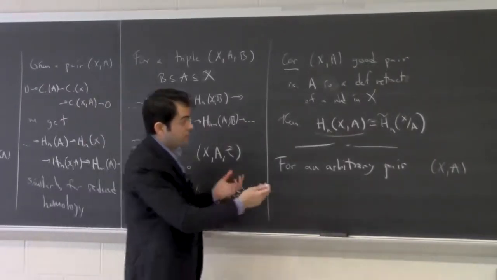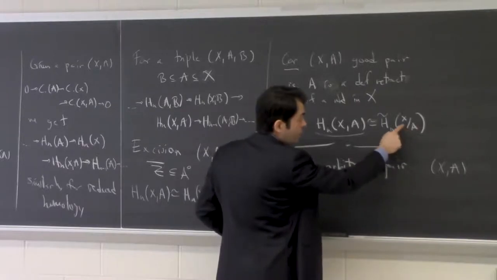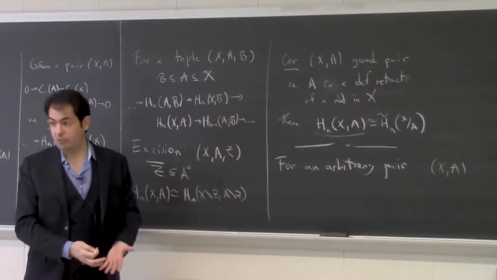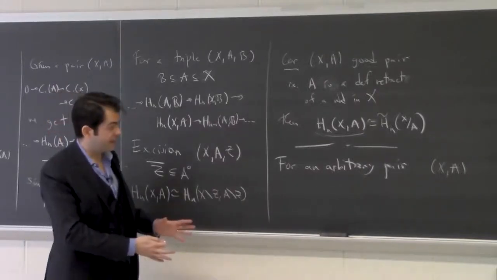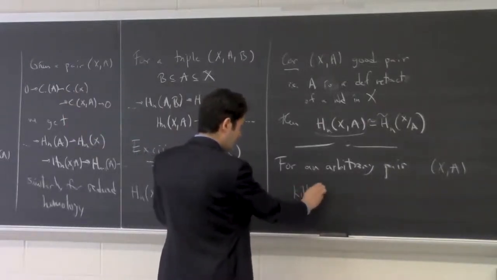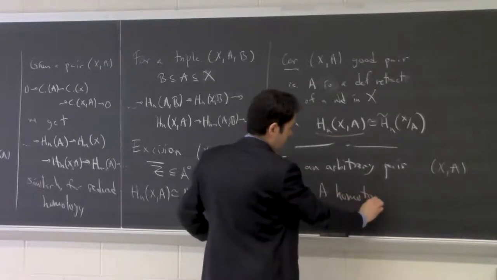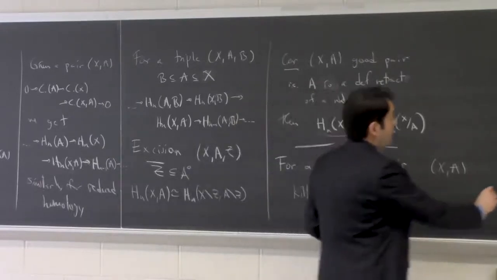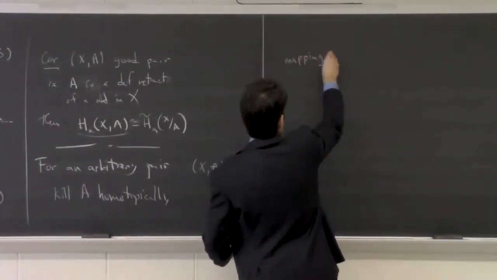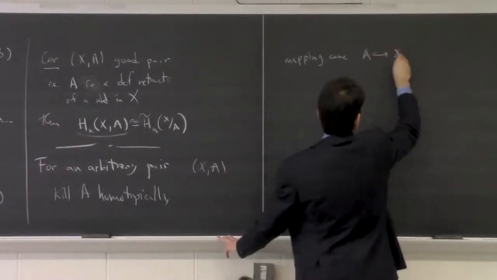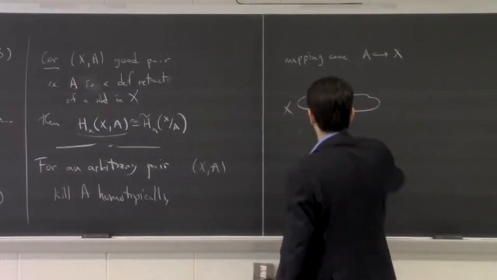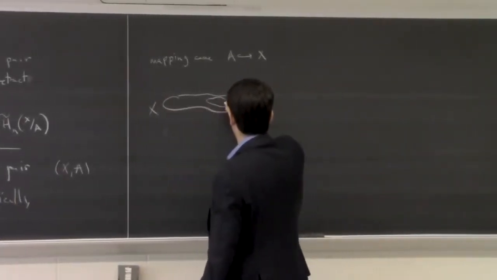But the map where you just collapse A doesn't behave as well for an arbitrary pair. So instead, we're going to kill A homotopically, by forming the mapping cone of the inclusion. So that means you have X, you have A.